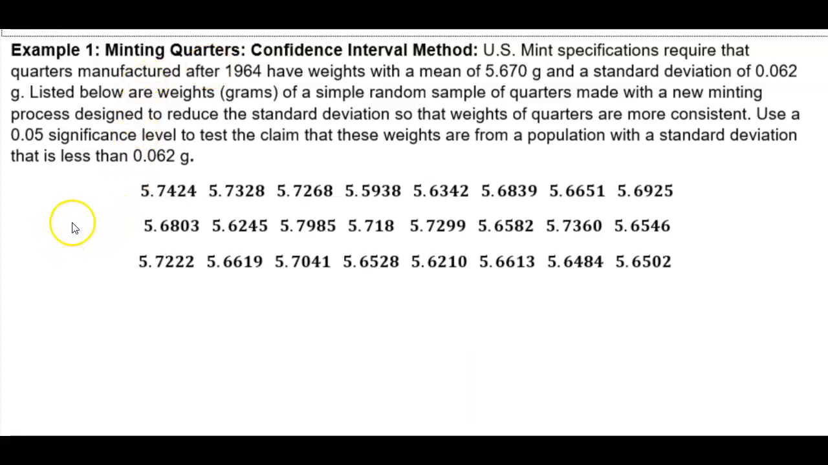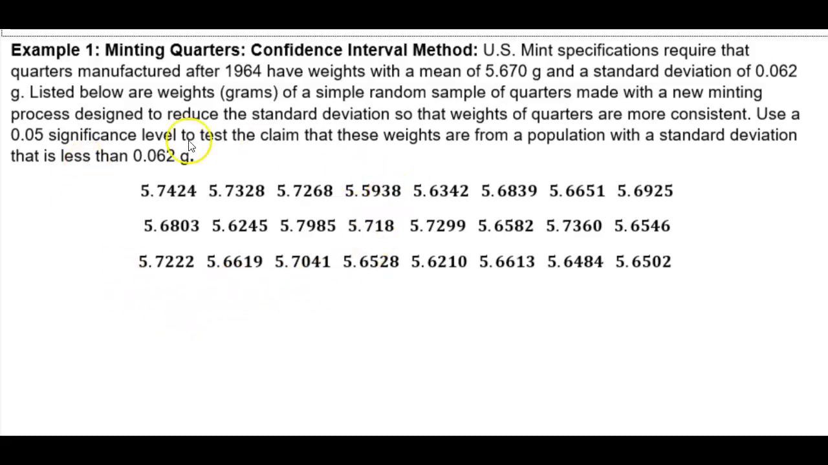Example 1. Minting quarters using the confidence interval method. U.S. Mint specifications require that quarters manufactured after 1964 have weights with a mean of 5.670 grams and a standard deviation of 0.062 grams. Listed below are weights, in grams, of a simple random sample of quarters made with a new minting process designed to reduce the standard deviation so that weights of quarters are more consistent. Use a 0.05 significance level to test the claim that these weights are from a population with a standard deviation that is less than 0.062 grams.